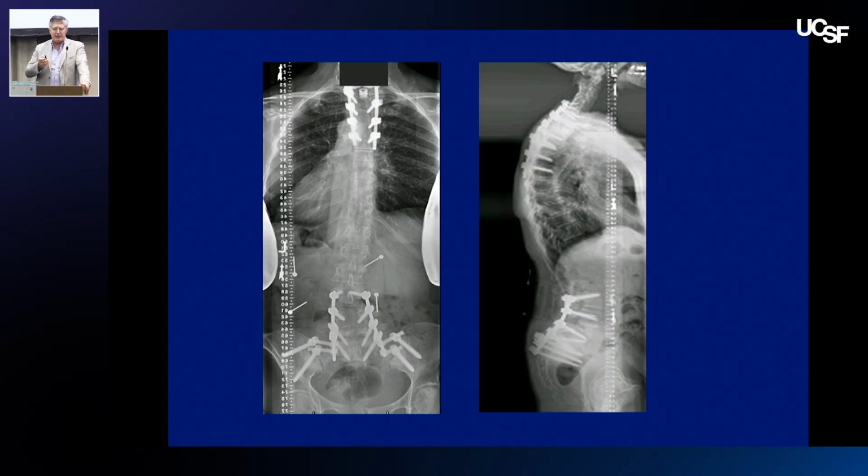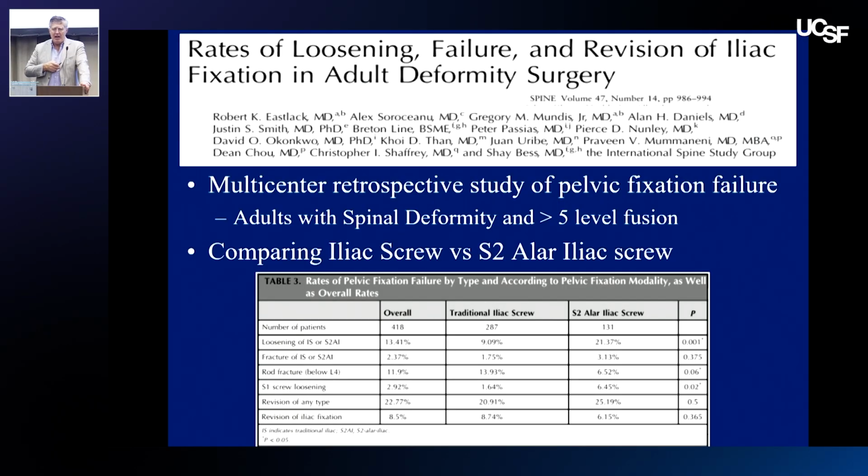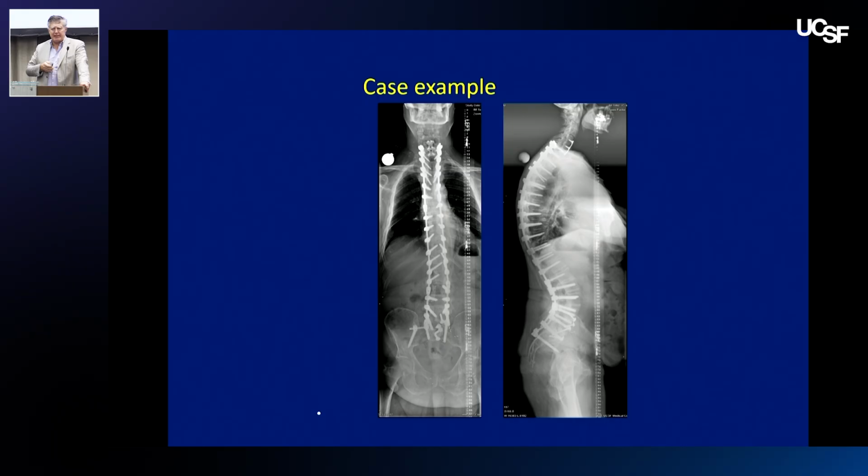This was a while ago with 2 points of pelvic fixation. What's the evidence that pelvic fixation fails often? Well, comparing iliac screws and sacroiliac screws, this is an ISSG paper that showed 23% of the time sacroiliac screws are either breaking or loosening or painful. And so we could do better than that.